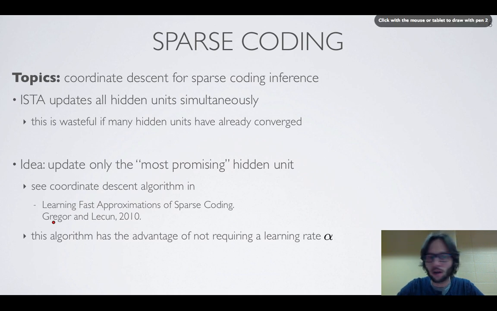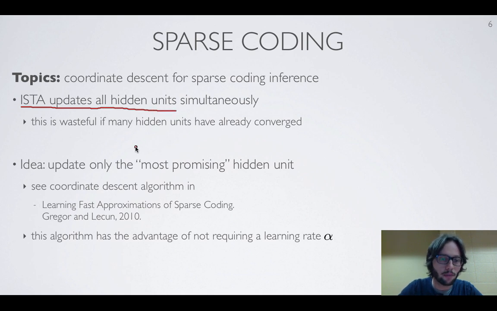There are other improvements we can make. For instance, ISTA updates all hidden units simultaneously, which might be wasteful because maybe some hidden units will converge faster than others. And so one idea is to update only the most promising hidden unit at every iteration. So we do less computation every iteration.